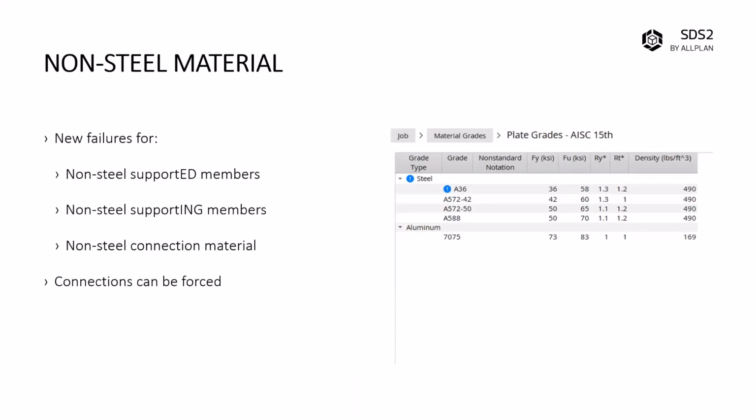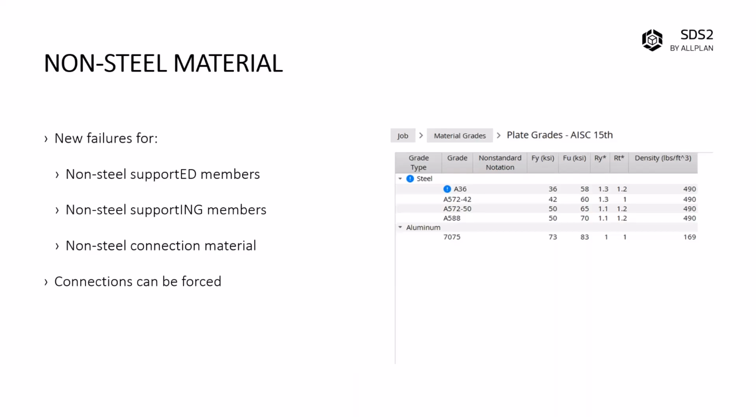The second project, non-steel materials, was mostly implemented by another team, but it does have a connection design element. You're now able to add other materials like aluminum, stainless steel, or timber in your model. As you likely know, these different materials are all governed by different design manuals. We didn't implement the design rules of these manuals, so connections involving non-steel material will be failed.